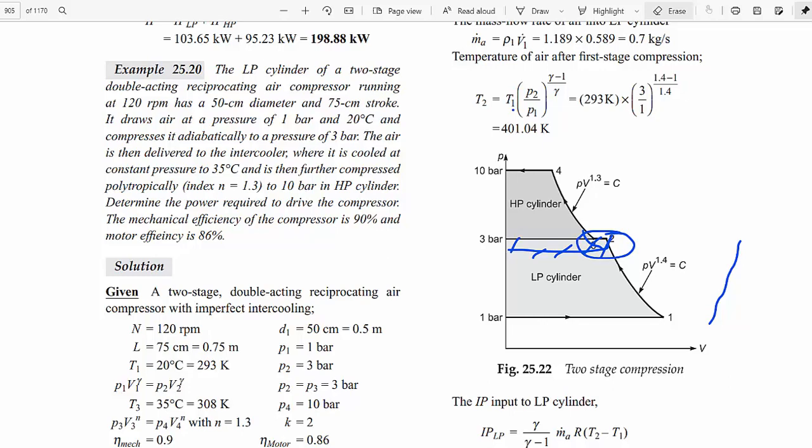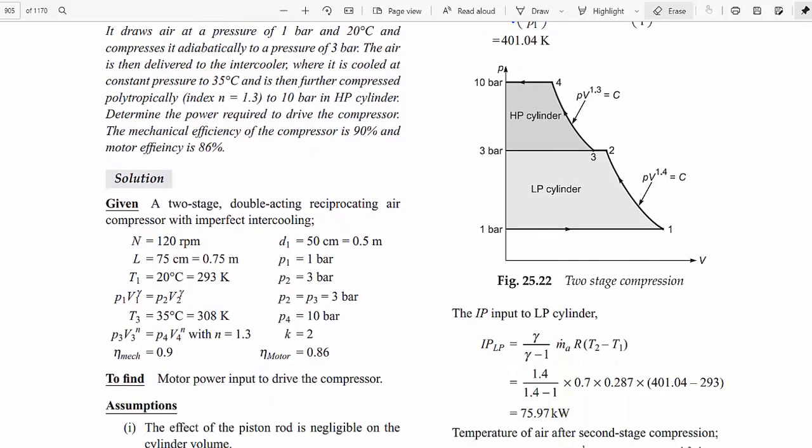First, consider the process 1 to 2 in LP cylinder. The T2 temperature is unknown. Already I said, because in the problem they are giving after intercooling temperature, but before intercooling temperature is unknown value. Therefore, first we have to calculate the exit temperature of the first cylinder, which is LP cylinder. Based on the isentropic process, because the process 1 to 2 is adiabatic, T2 by T1 equal to (P2 by P1) power (gamma minus 1) by gamma is the formula. Substitute the gamma value, P2, P1 values and T1 value, we get T2 equal to 401.04 Kelvin.